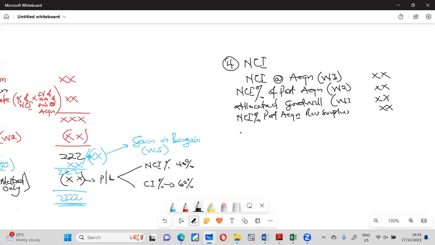Then the only thing you deduct will be the NCI share of impairment loss, the goodwill impairment. Don't forget, it only comes from the fair value method. If it is the proportionate method, I told you that everything will go to the parent. So that is that. You deduct that.